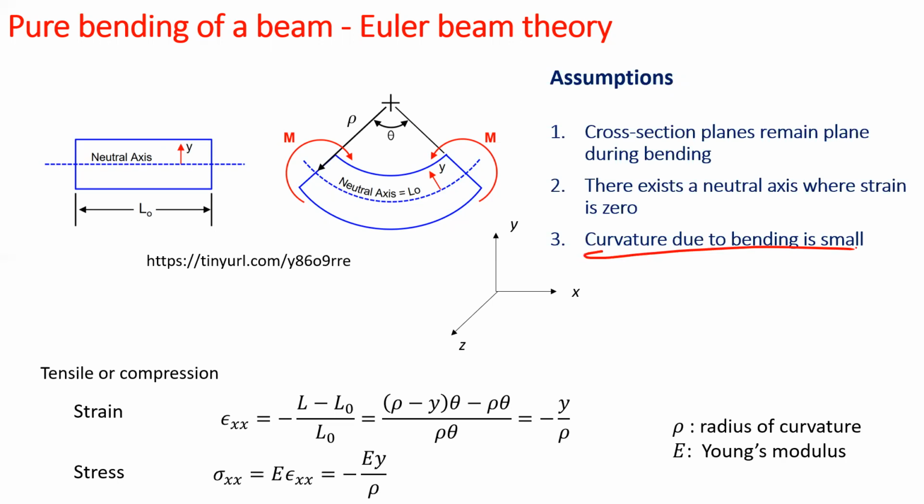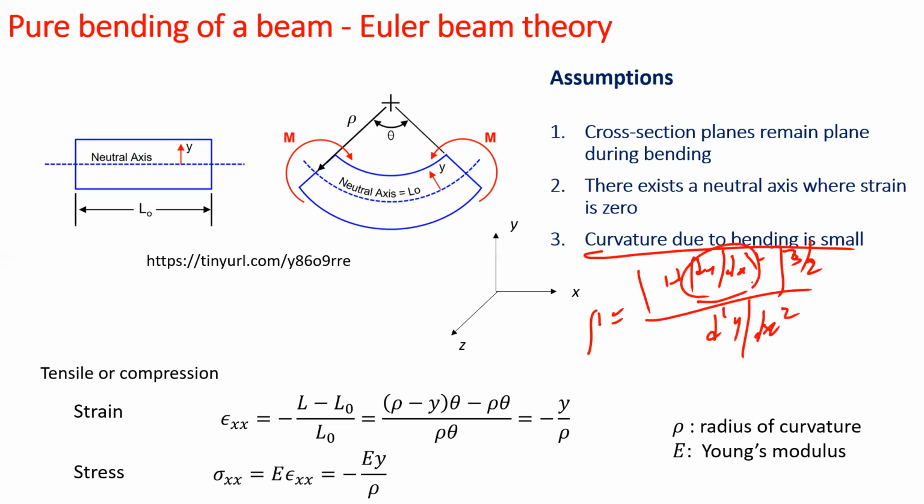The curvature is small. Normally, the radius of curvature is (1 plus (dy/dx) squared) to the power 3/2, divided by d²y/dx². So we have said dy/dx is small, and hence this term only always factored in our weight distributions everywhere, in analyzing the moment distribution as well as the shear force distribution. So dy/dx was always small.